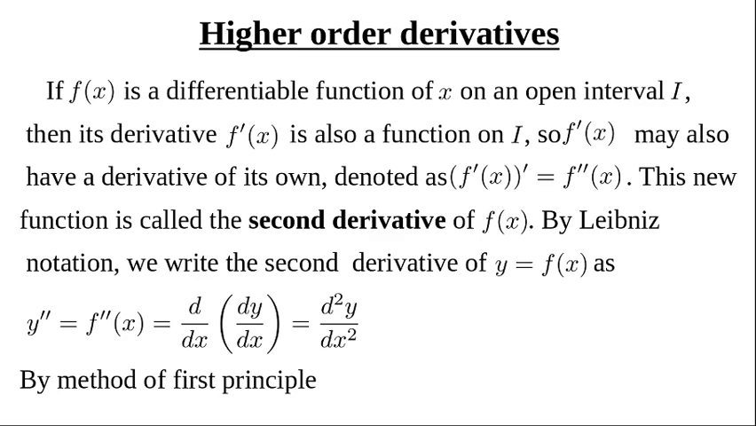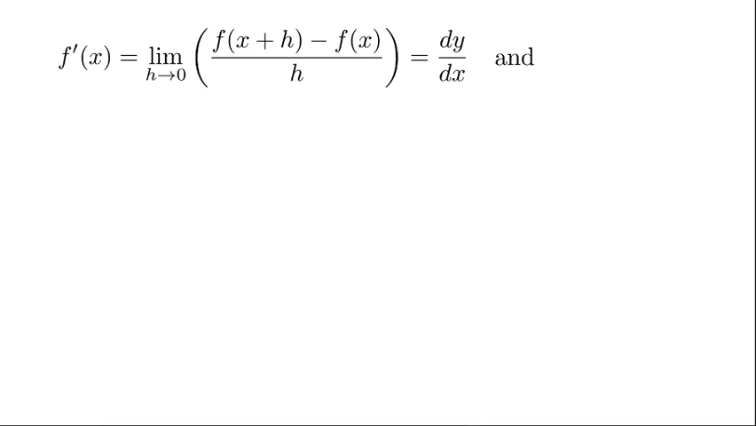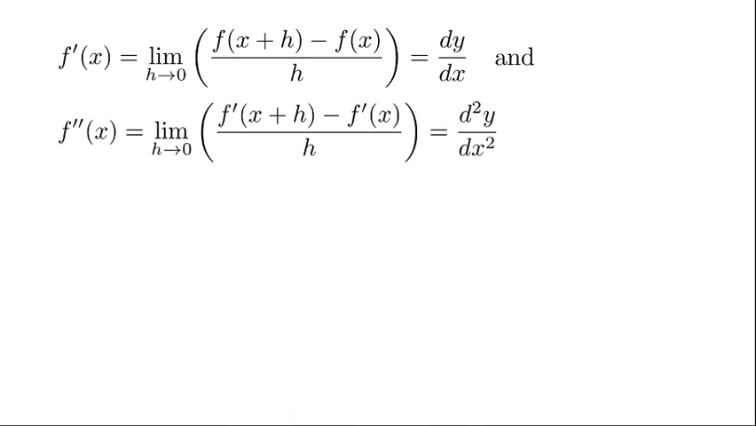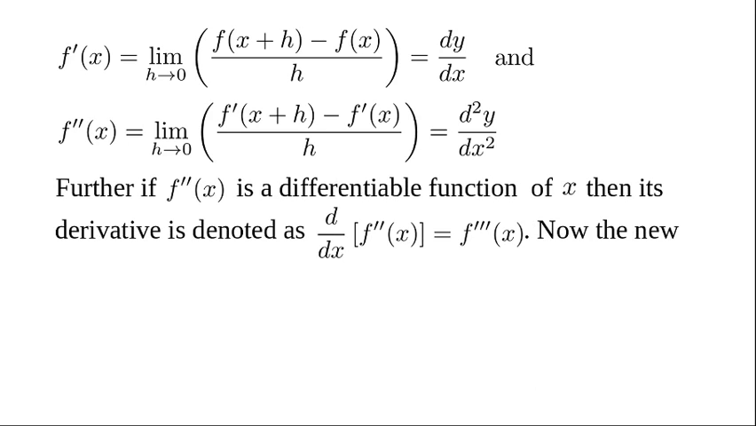So these derivatives can be obtained even by the method of first principle. f dash of x is given by limit h tends to 0 of f of x plus h minus f of x upon h. If y equal to f of x, then the derivative becomes dy by dx. Similarly, f double dash of x equal to limit h tends to 0 of f dash of x plus h minus f dash of x upon h equal to d square y by dx square. Even some people read it as d2y by dx2, whichever is convenient.